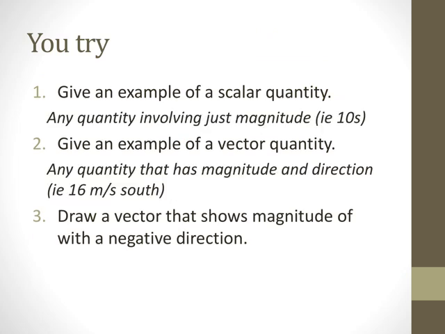So if you paused this, give an example of a scalar quantity. All I needed was some sort of number with a unit. Hopefully you challenged yourself to go with units that can only be scalar, like time, like temperature. Vector quantities are things where you're going to have directions. An example would be a velocity, 16 meters per second south. You could have done -5 meters, or positive 70 newtons, something like that.